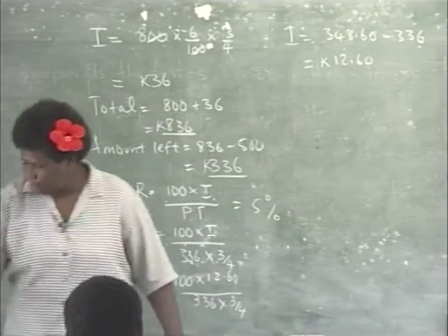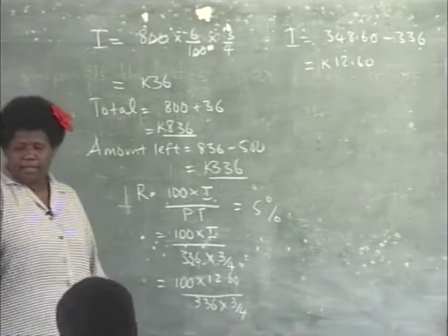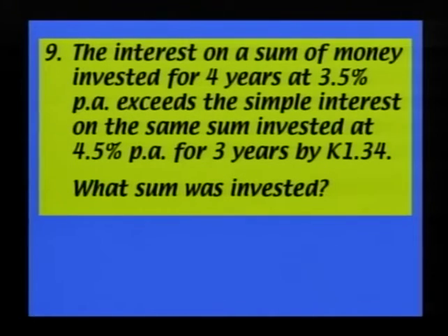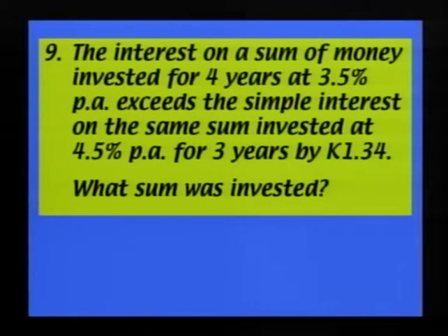Number 9? Okay, the interest on a sum of money invested for 4 years at 3.5% per year exceeds the simple interest on the same sum at 4.5% for 3 years. We are asked to find the sum that was invested, which means we are asked to find the principal that was invested.